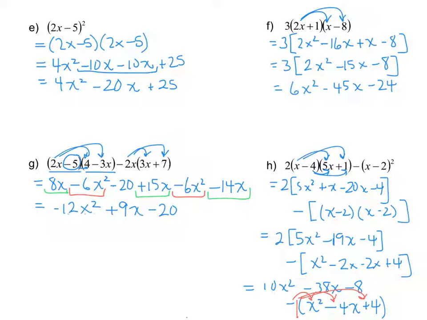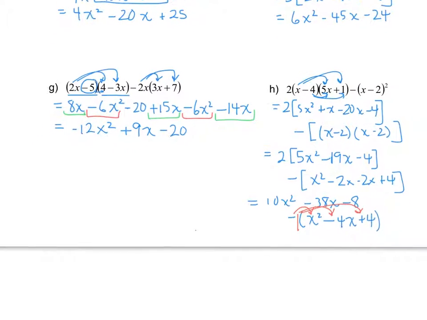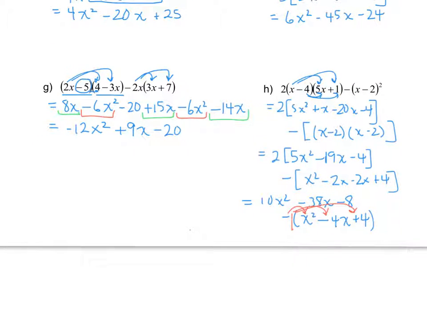And let me see if I can move this up. Yep, that did work. Okay, so that's going to now equal 10x squared minus 38x minus 8, and then a minus x squared, a plus 4x, and a minus 4.